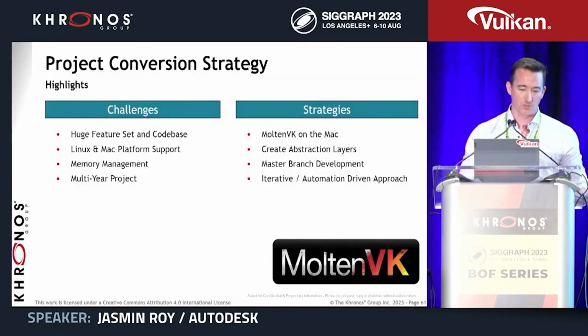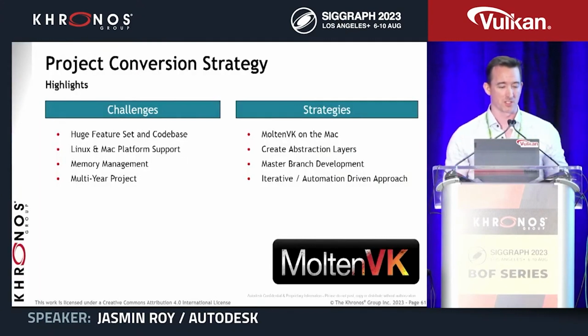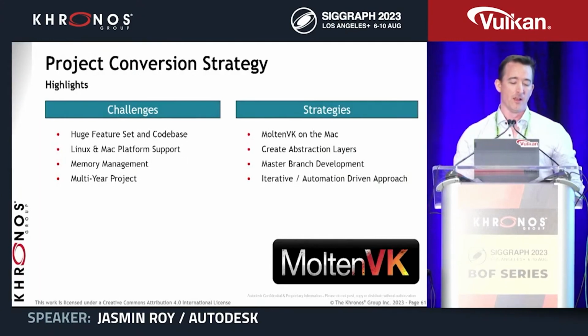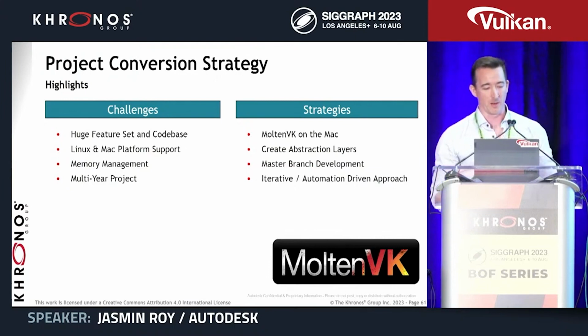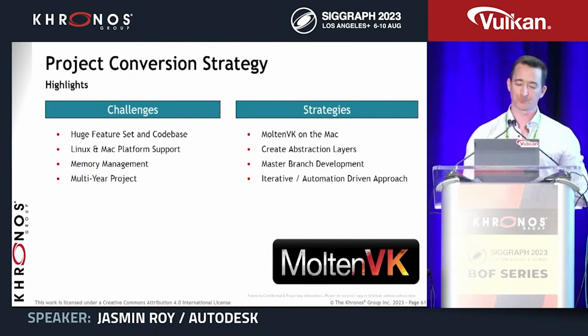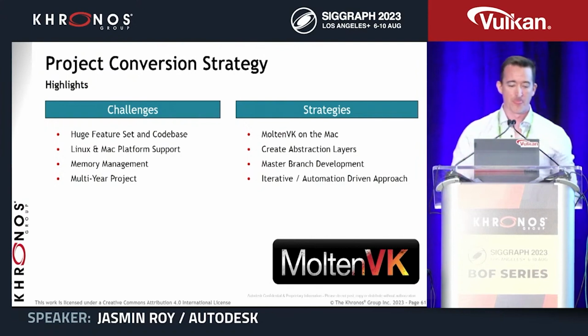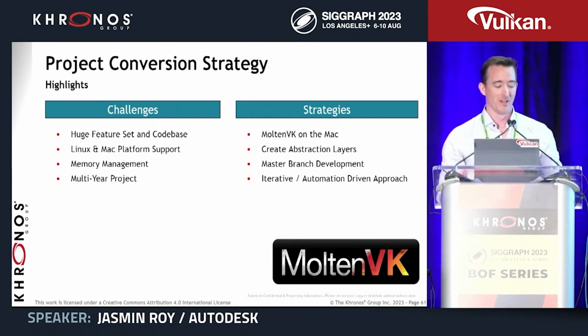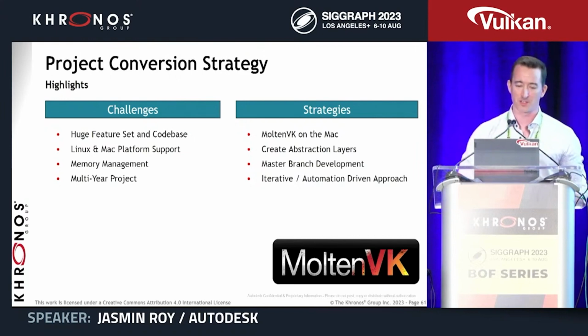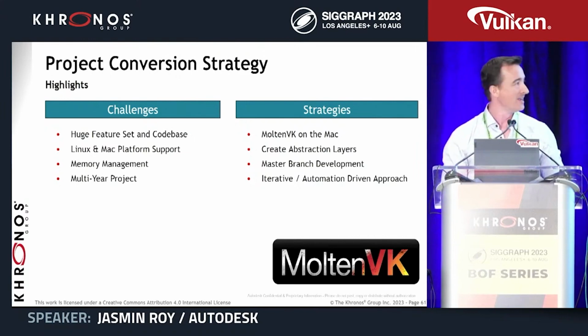So on that note, talking about challenges, obviously a huge feature set. Flame is also supported on Linux and the Mac platform, so Intel and Apple Silicon, so we have to keep that in mind. When we started the project, we knew this was going to be a multi-year project. So obviously you have to plan accordingly. And finally, one of the biggest challenges we had was memory management. So obviously in Vulkan, we're responsible for the memory manager, right? So this was something new for us, coming from legacy OpenGL.